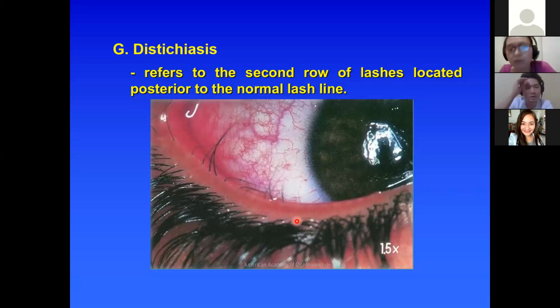The question: will you operate on one eye at a time, or will you do it if it's present on both eyes? Since this is under general anesthesia, this is usually bilateral in congenital distichiasis. So we do this simultaneously. Okay?